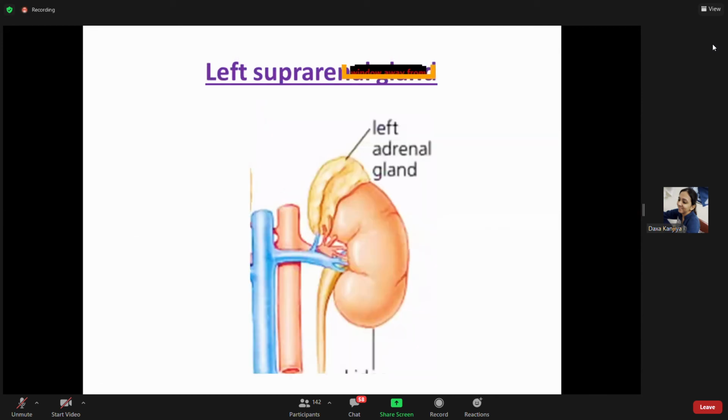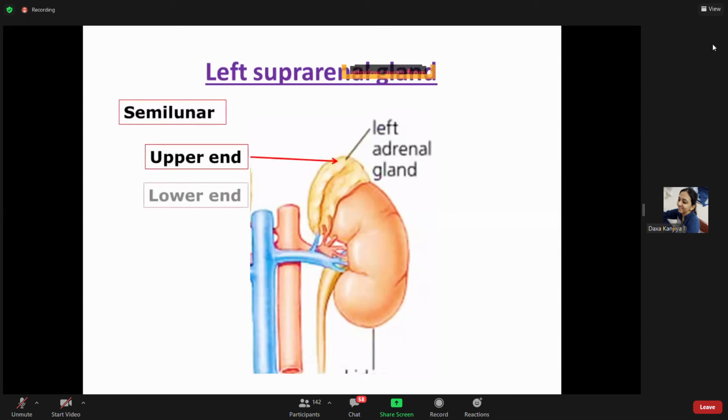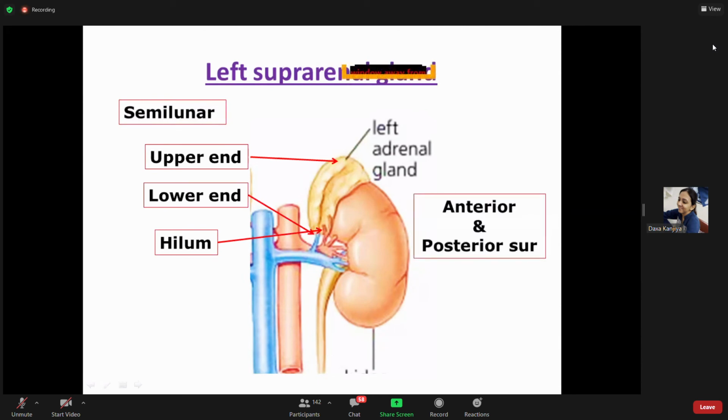Now the features of the left suprarenal gland. It is semilunar in shape, with two ends, upper end and lower end. The hilum lies nearer to the lower end. See here, the hilum of the left suprarenal gland lies at the lower end. Again, there are two surfaces, anterior and posterior, and two borders, medial, which is convex, and the lateral border. The lateral border rests on the upper pole of the left kidney. So these are the morphological features of the left gland.